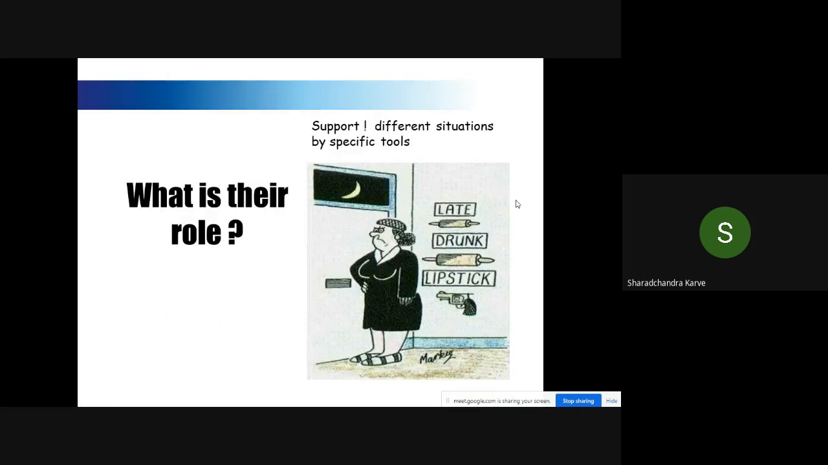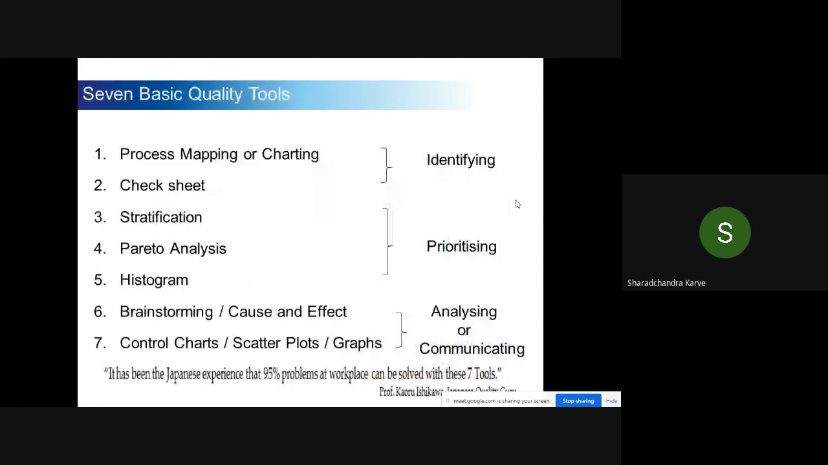They support different situations with specific tools, so it depends on which tool is to be used in the situation. So next slide. These are the tools and this is the purpose of using each tool: process mapping or charting, check sheet, stratification, Pareto analysis, histogram, brainstorming, control charts, scatter plots or graphs. So what is their purpose? The purpose is identifying, prioritizing, analysis, and communicating also.